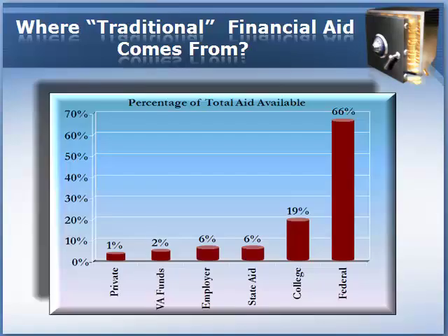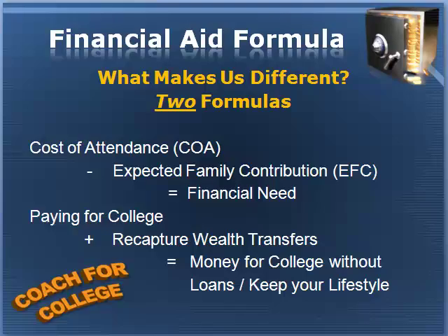Where does traditional financial aid come from? Here what I'm speaking to is what is long established, what exists in tradition. Typically with financial aid, 66% of the money comes from the federal government and about 19% comes from the college, and then some of the other sources are listed on the graph.